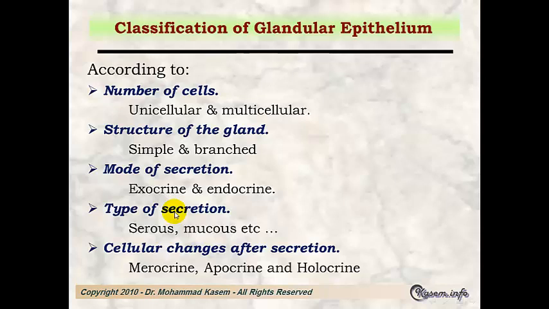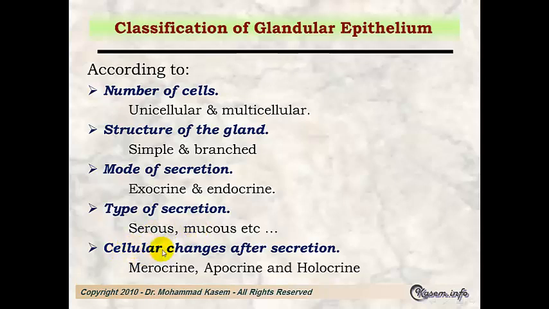According to the type of secretion, if the secretion is watery, looks like water, it's called serous, or mucus, which is somewhat viscid, it's called the mucus gland, etc.